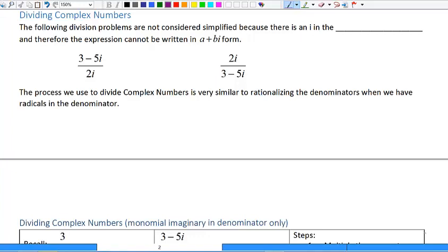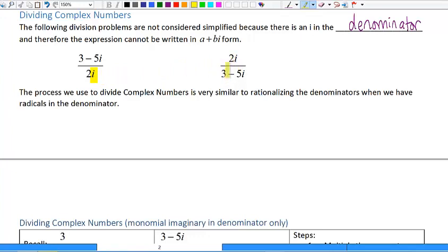Next, we're going to be dividing complex numbers. The following division problems are not considered totally simplified because there is an i in the denominator, and therefore the expression can't be written in a plus bi form. On the first problem, we have a plus bi form in the top, but divided by an imaginary, and that's not in a plus bi form.